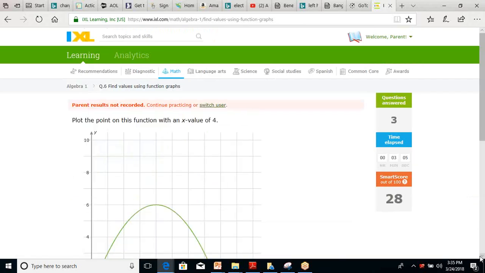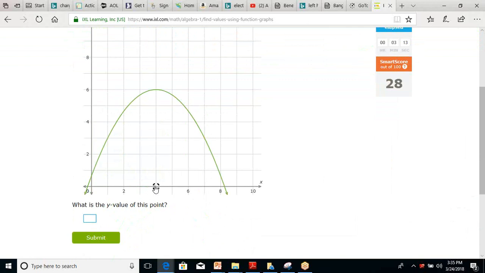All right, so let's look at this one. Plot the point on this function with an x value of 4. X value of 4 comes straight up. It corresponds to a y value of 6. The y value is 6.